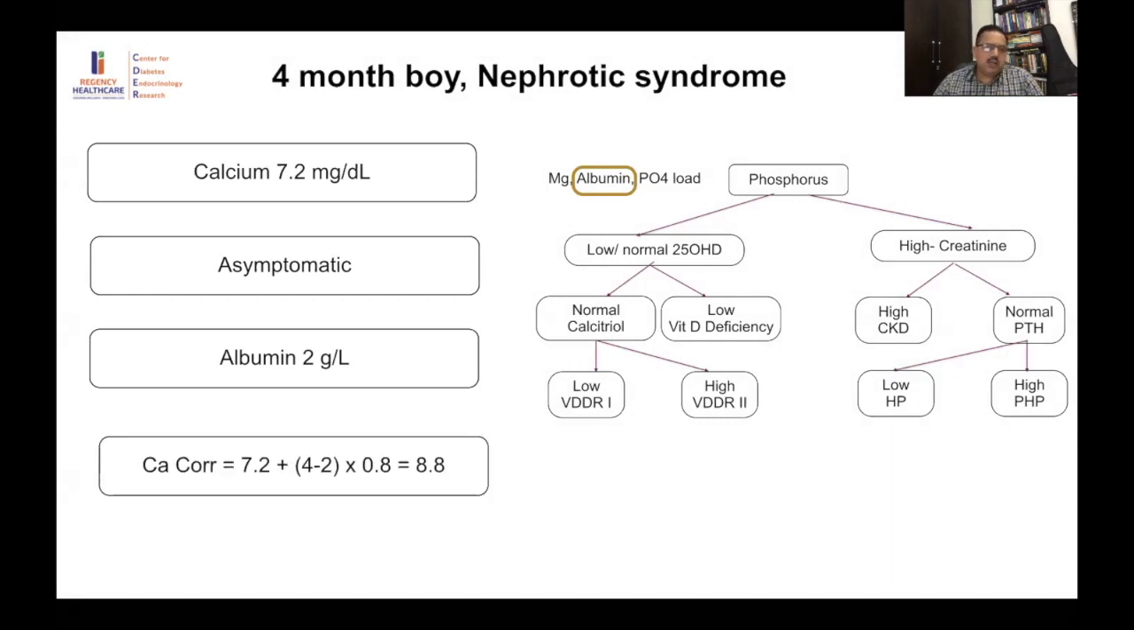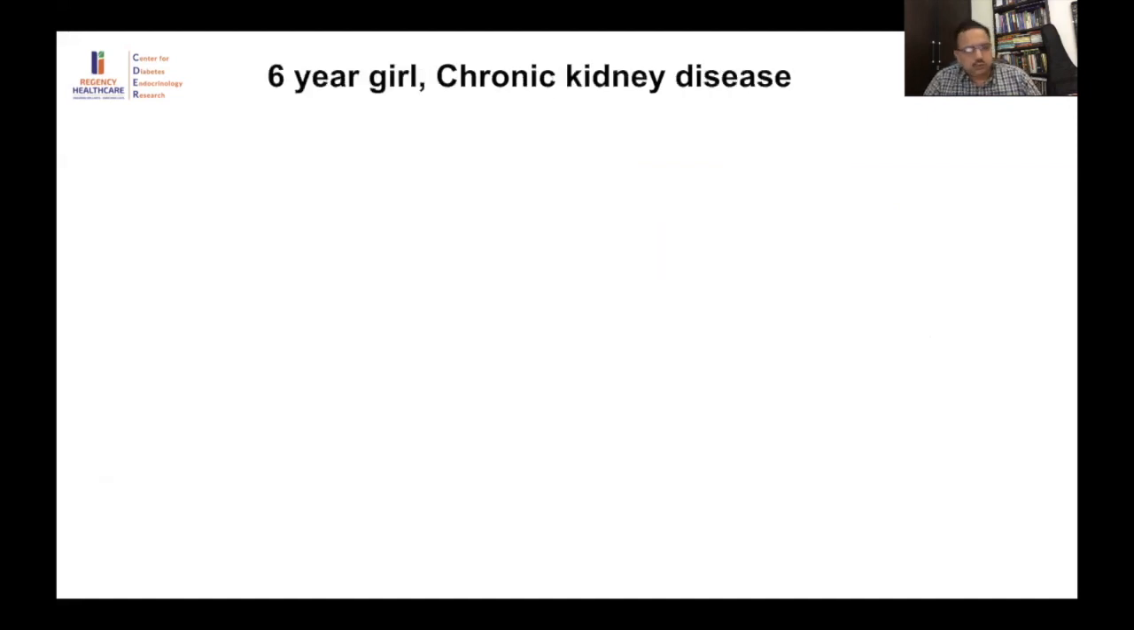And for this, we need to correct. So for every 1 gram decrease in albumin, we can add 0.8 to the calcium in terms of milligram per dl. And that's why we can use a corrected calcium, which we found in this case to be 8.8. So everybody who comes to us with hypocalcemia, we should ideally be doing an ionic calcium. But if that is not easily available, we can correct it for albumin, and that would be a reasonable way to go forward in terms of the situation.